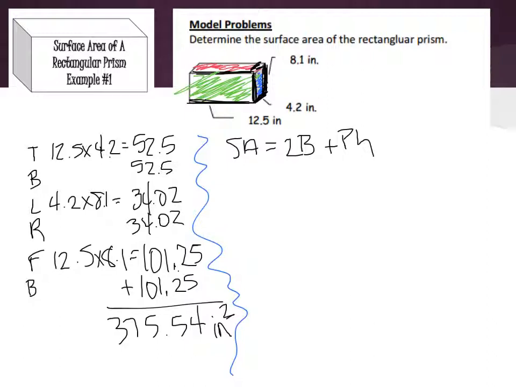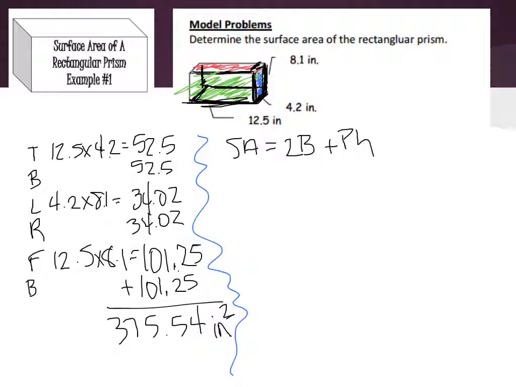Now in our picture, there would be 2 bases if we have a right prism, and then if we go around the shape times the height, it's going to give us the distance on all 4 sides here. So all 4 sides, and each of those 4 sides would be multiplied by the height. So we're going to fill in what we know for this.